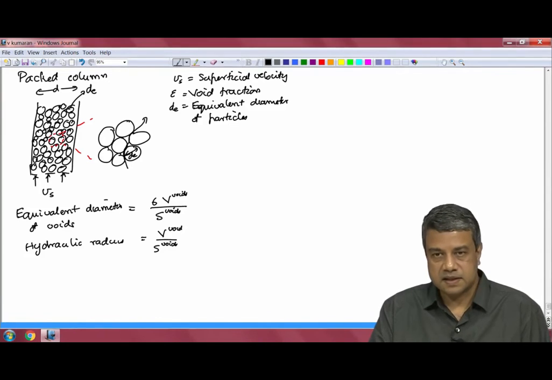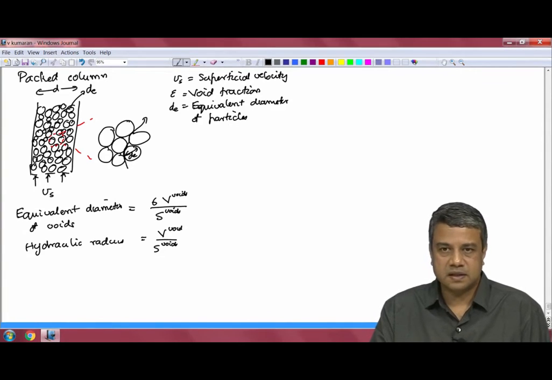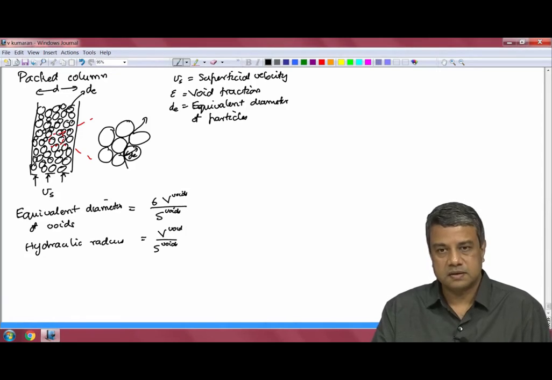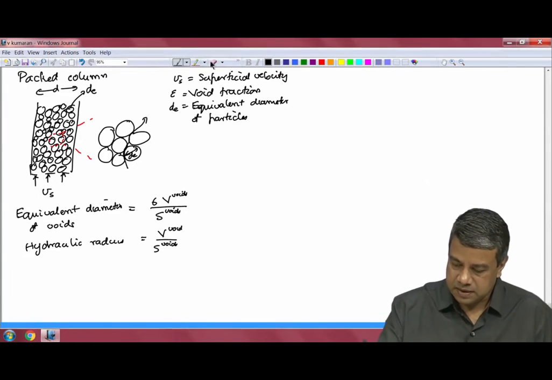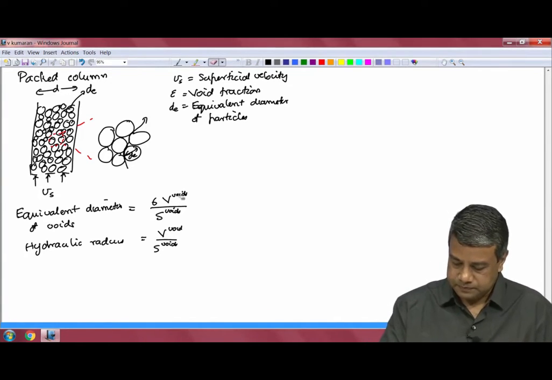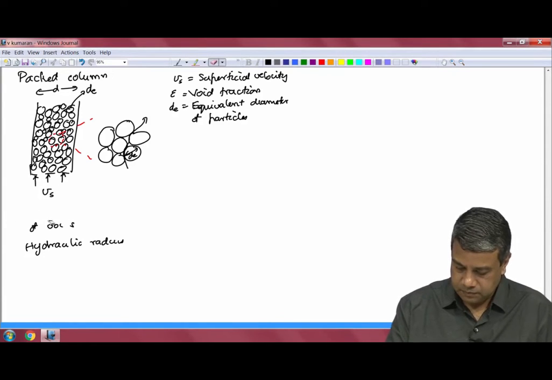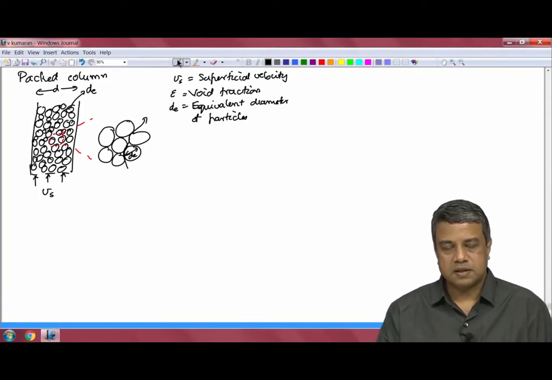And that is the length scale that we have to use in our definitions of the Reynolds number, the friction factor, etc. So, what is the relevant length scale here is the equivalent diameter of the voids or the characteristic dimension of the voids. So, how do we calculate that? What is the volume of the voids?